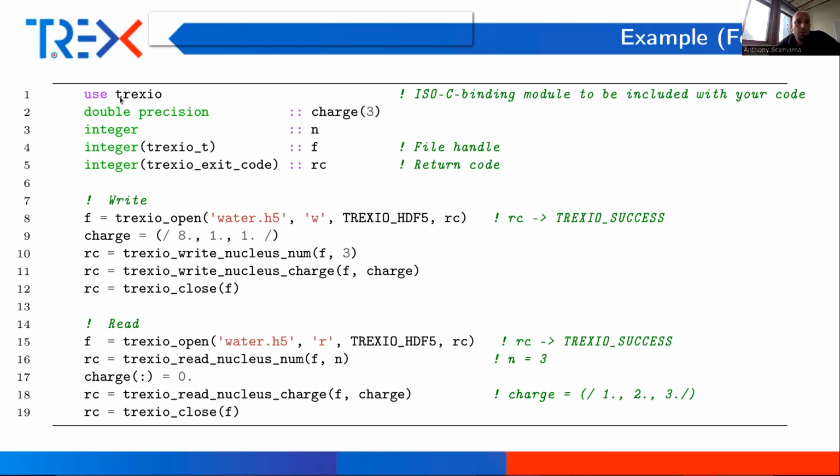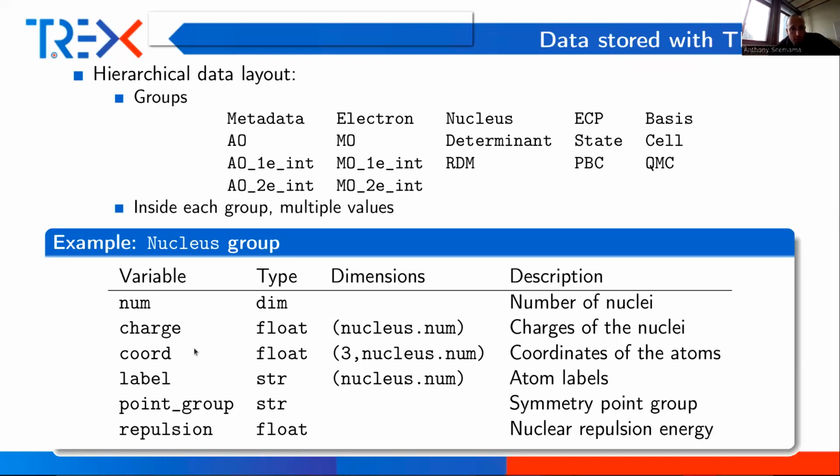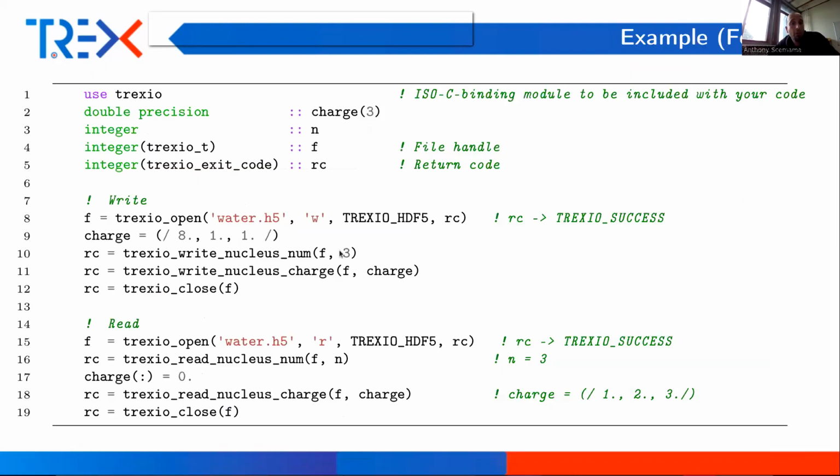So here you use TREXIO, and first you open the file in write mode. You create an array. First, you need to write the size, the number of nuclei here, because the charge array is dimensioned by the number of nuclei. If I go back here, you see that charge is an array of dimension nucleus num. So here the library knows that it should be 3 in this case.